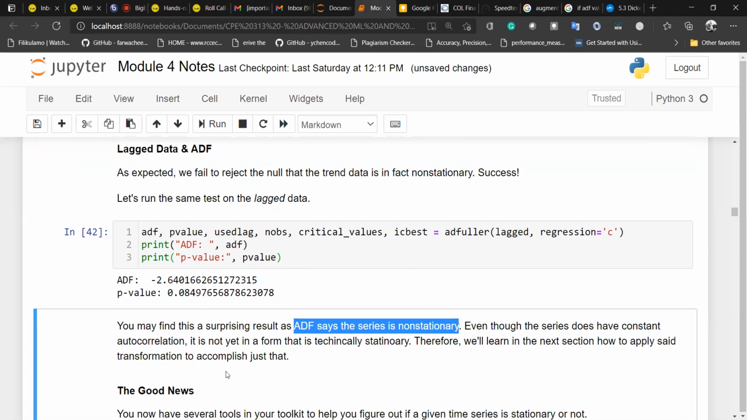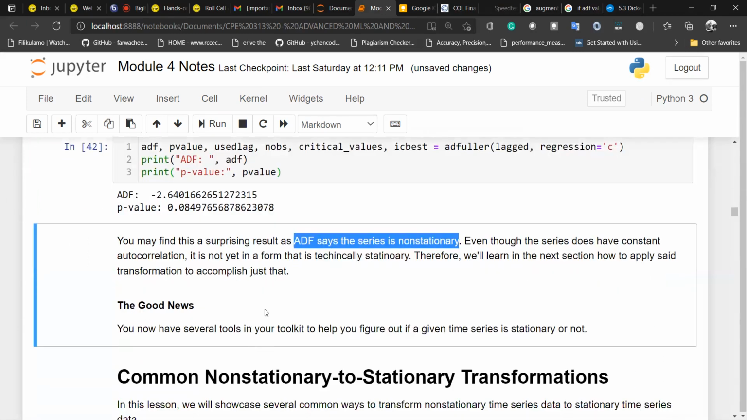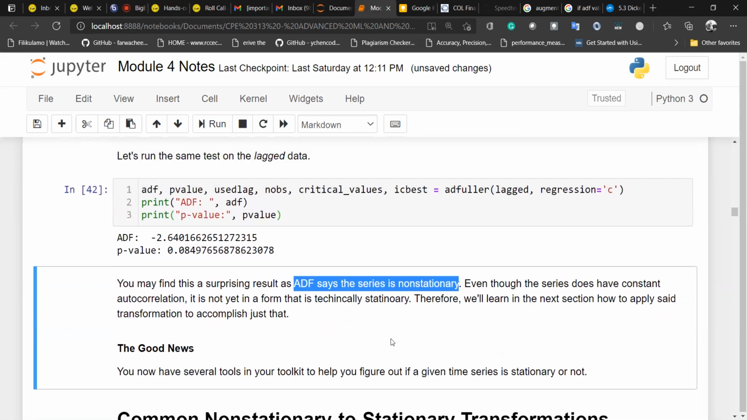Therefore, we'll learn in the next section how to apply what we call a transformation so that we can accomplish that. But before that, there's good news. You now have several tools in your toolkit to help you figure out if a given time series is stationary or not. Using the ADF is one of the tools that we can use. But for the meantime, let's pause for a while. Let's take a 10-minute break.